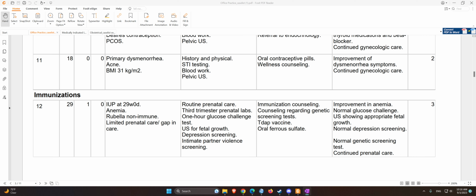And for the depression screening, I usually utilize the Edinburgh postpartum depression screening for all my pregnant patients at least once every trimester and during the postpartum period, as well as during every annual physical exam or every annual visit for my patients.